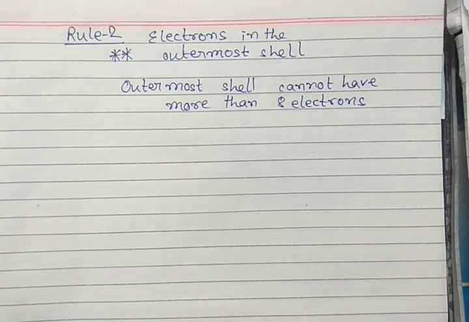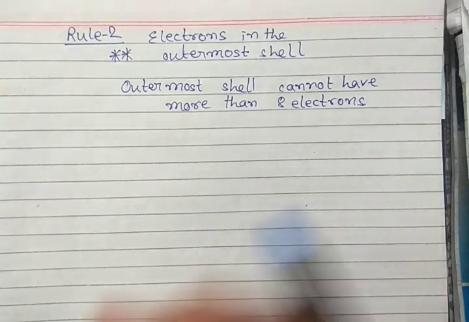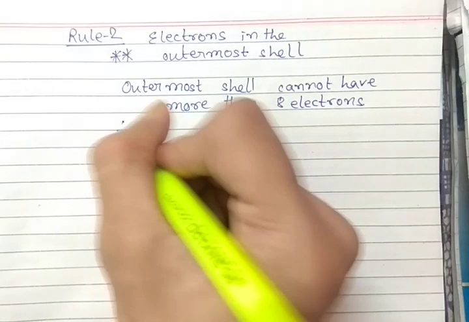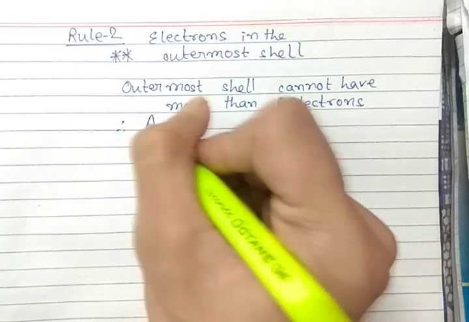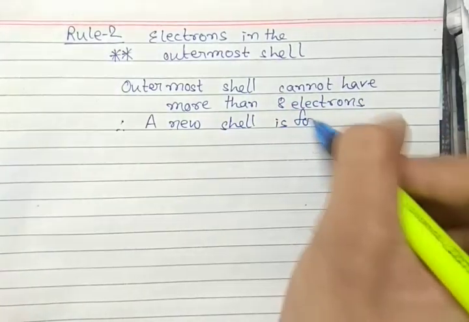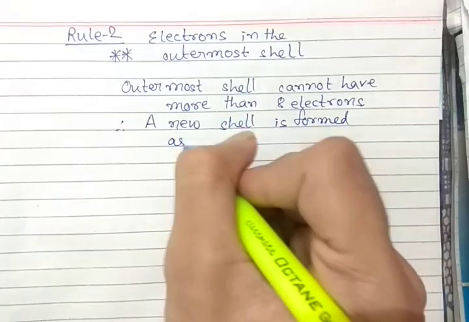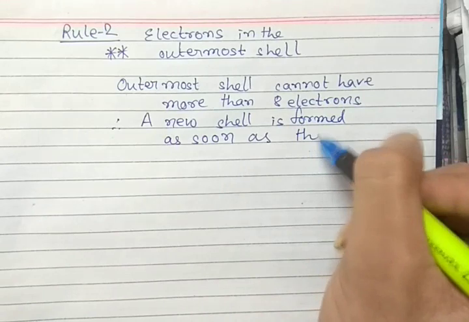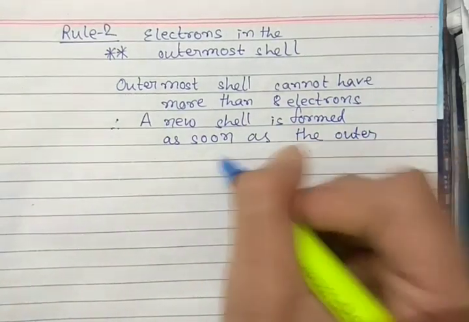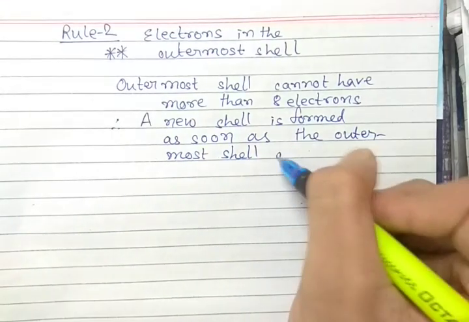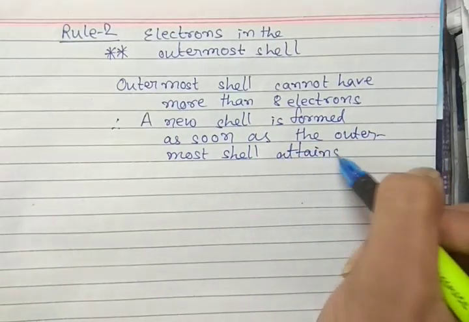তার মানে কি, যেই না 8টা ইলেকট্রন বসে যাবে সঙ্গে সঙ্গে a new shell is formed. Okay, this is very important. So therefore a new shell is formed as soon as the outermost shell attains 8 electrons.